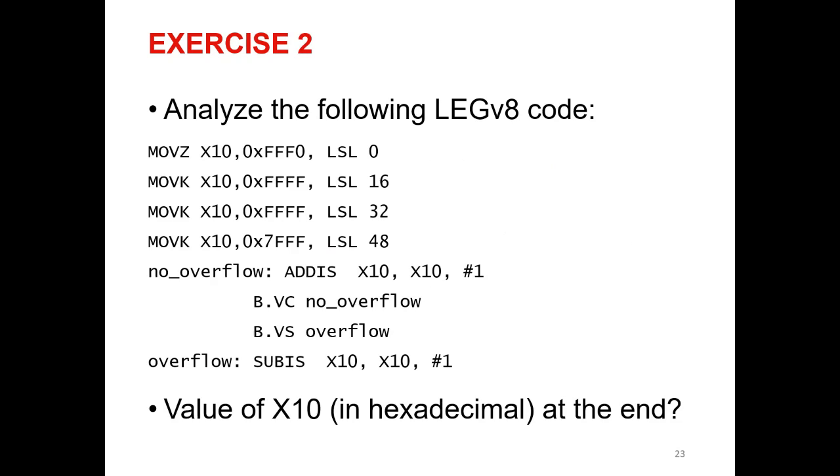So now my question is, if you analyze the following code, which is also using something similar, but we have here some other kind of instruction, can you tell me what will be the value of register 10 in hexadecimal at the end? Okay, so I have another form for this. You have also the same code in the form. This is a more complicated one.